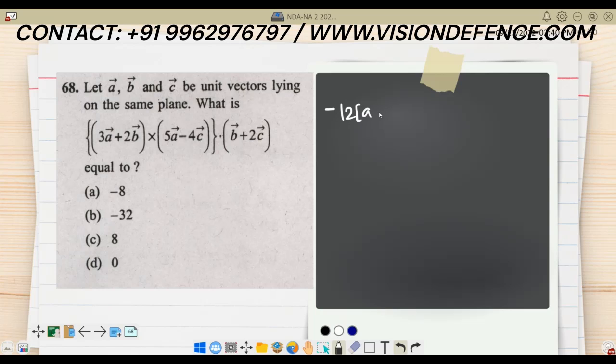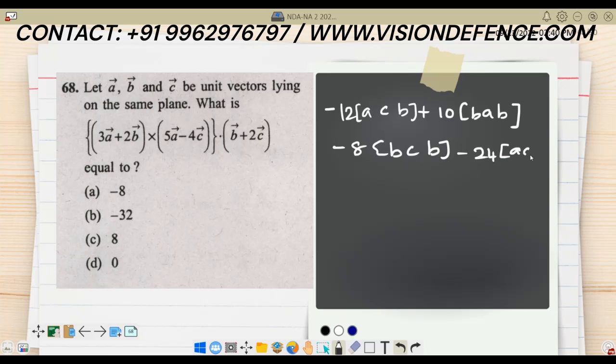It's going to be minus 12 ACB plus 10 BAB minus 8 BCB. Of course, I have the question paper in my hand, and I have the solution in my hand. ACC plus 20 BAC minus 16 BCC. So we know ACB is going to be 0.